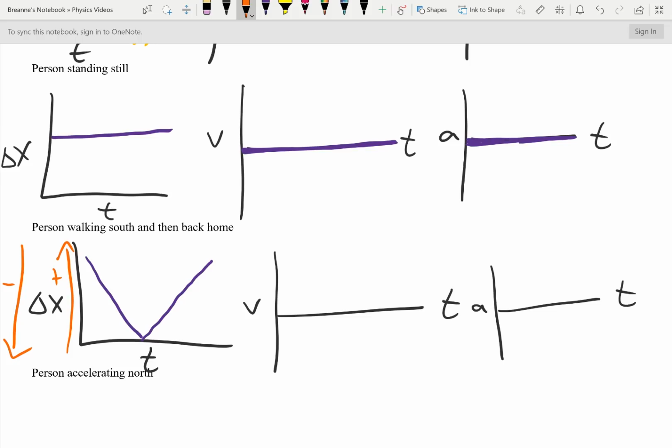And now you look at your slopes. So you have a constant in the negative, and then you have a constant in the positive. And since it's constant, you have constant velocity, constant speed means you have 0 acceleration.